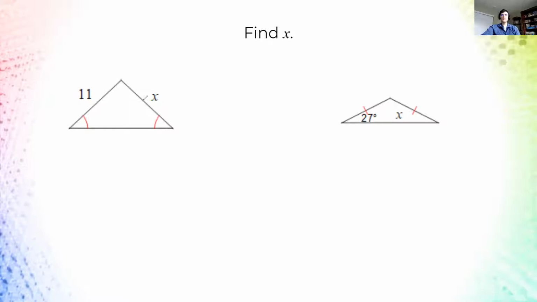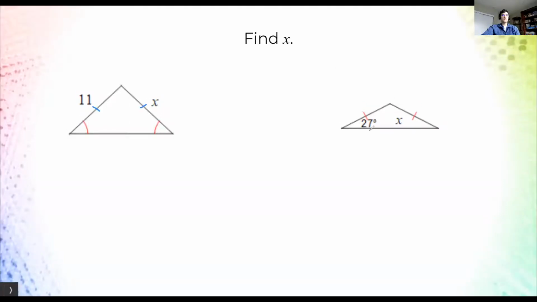Using the isosceles theorem allows me to say that this is congruent to this. Opposite sides are congruent by the isosceles theorem. And over here, two sides that are congruent means the opposite angles are congruent. If I have sides that are congruent, that means x equals 11. And if I have angles that are congruent, that means x equals 27 degrees.